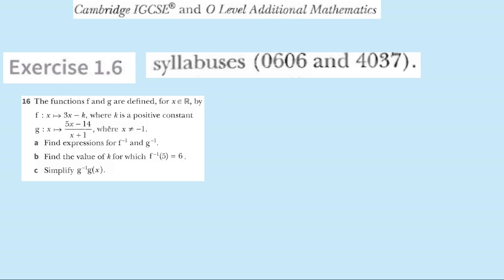So this is question number 16. There are three parts, part A, part B and C. We will do one by one. The functions f and g are defined for x belonging to the real numbers by f(x) equals 3x minus k, where k is a positive constant, and g(x) equals (5x minus 14) upon (x plus 1), where x cannot be equal to minus 1. Find an expression for f inverse and g inverse. Very easy.